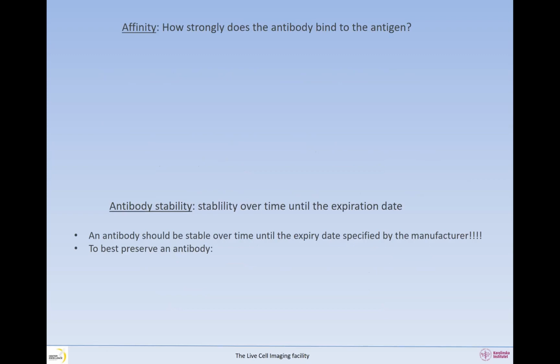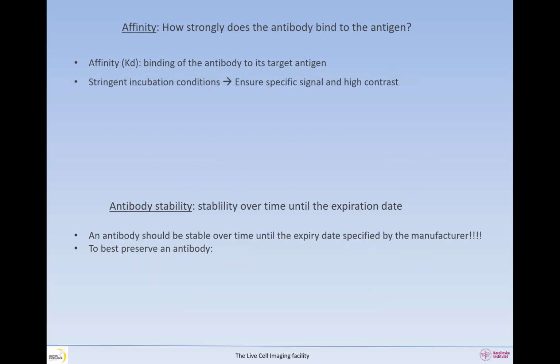Affinity: basically, how strongly does the antibody bind to your antigen. It's also a very important piece of information. This information is rarely provided on datasheets, so it's not always possible to compare the antibodies in that way.